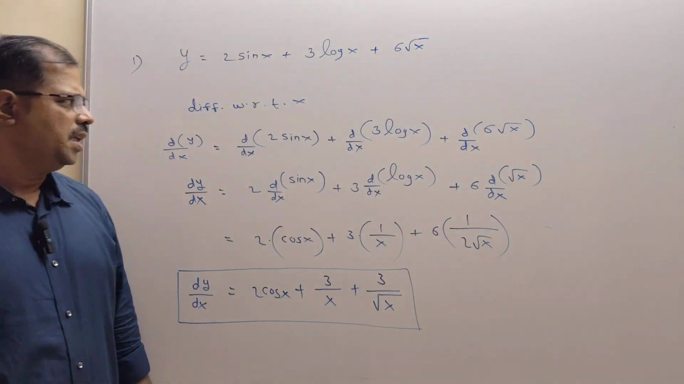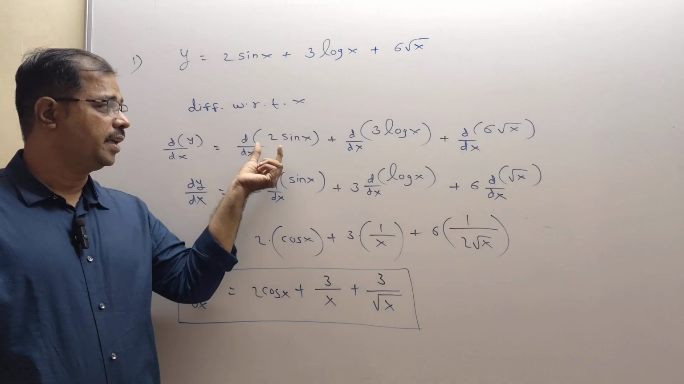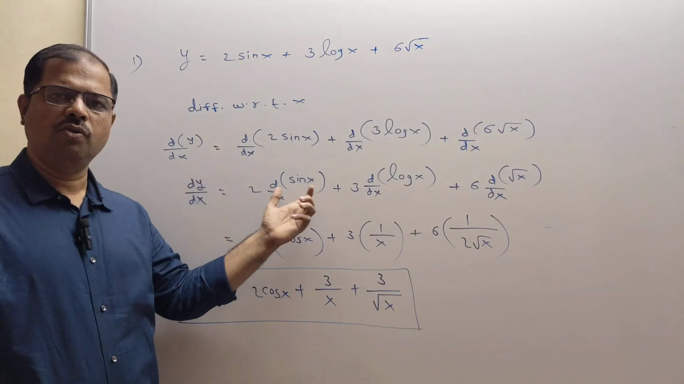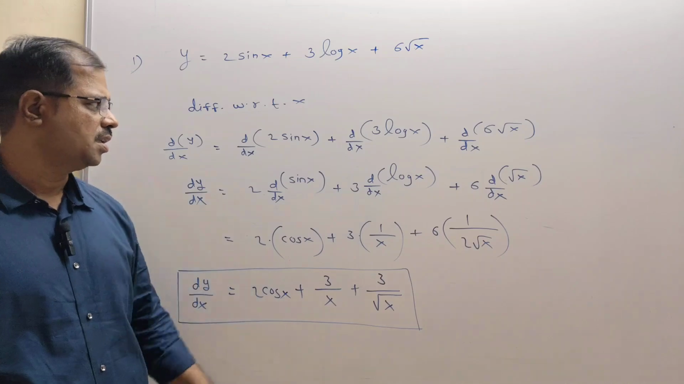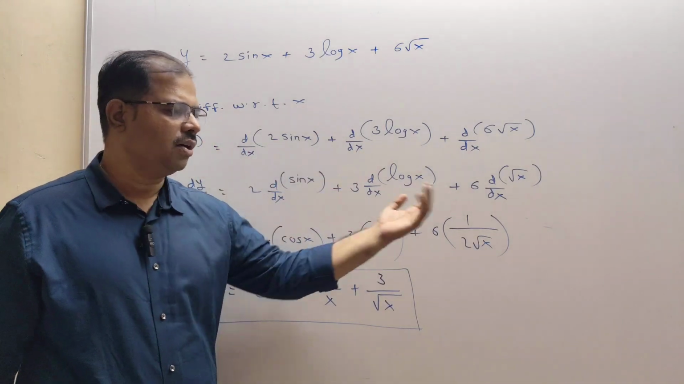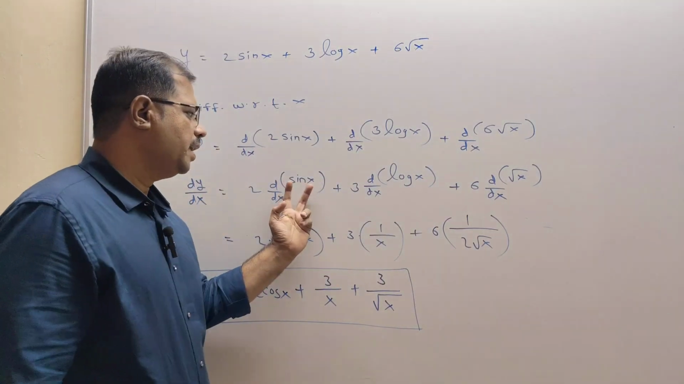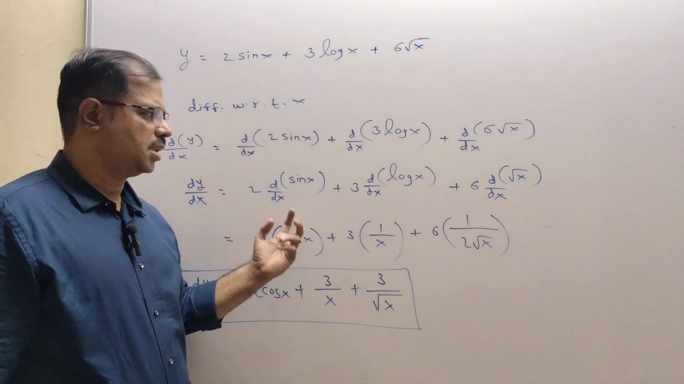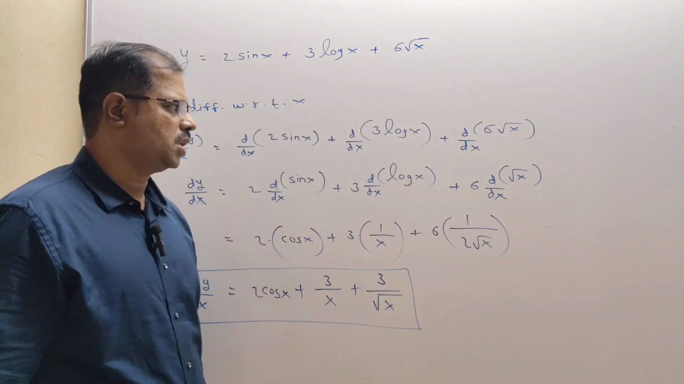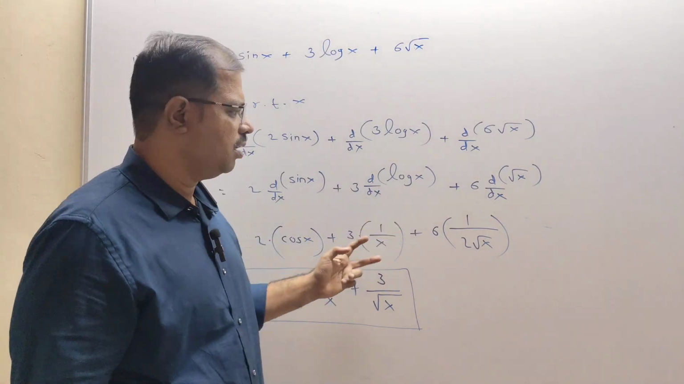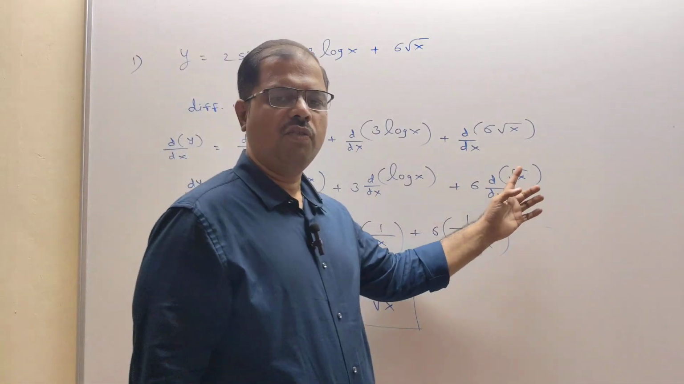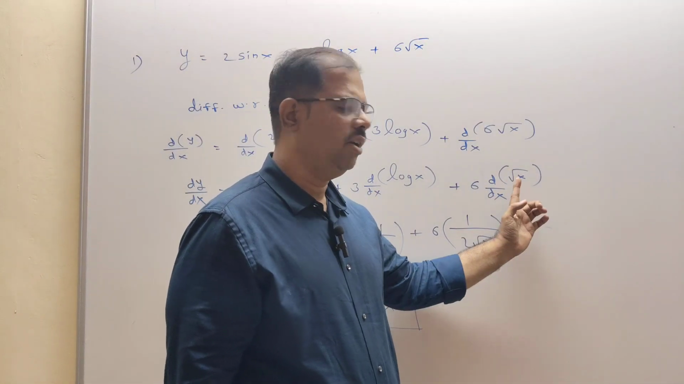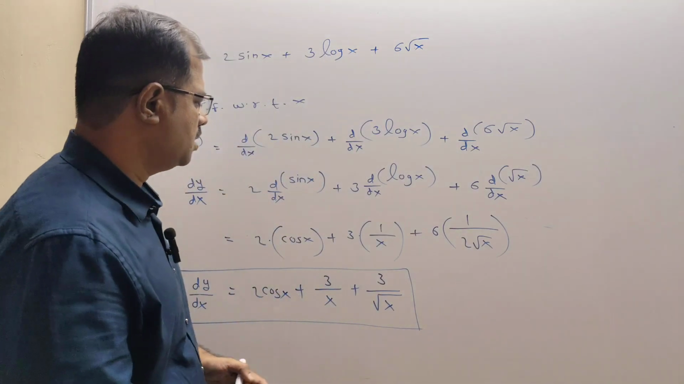We know d by dx of k into f(x): taking k outside, take the derivative of f(x). Taking 2 outside, 3 outside, 6 outside. Derivative of sin x is equal to cos x. Derivative of log x is 1 upon x. Derivative of root x is 1 upon 2 root x.